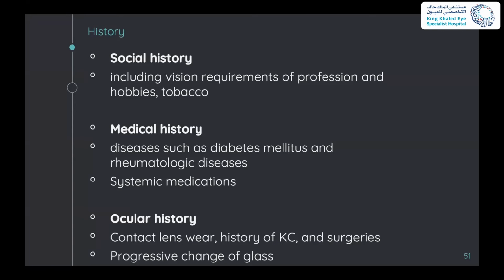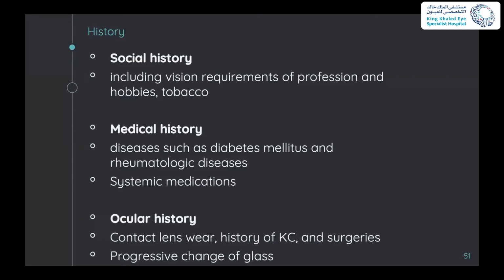Then you need to ask the patient about contact lens use, because this will change the whole idea about your topography and the accuracy of your refraction. And then you also need to elaborate the history on keratoconus. You need to ask them about family history of keratoconus and any previous ocular procedures. And one of the things that can help you ensure the stability of the refraction is asking about the change of glasses.